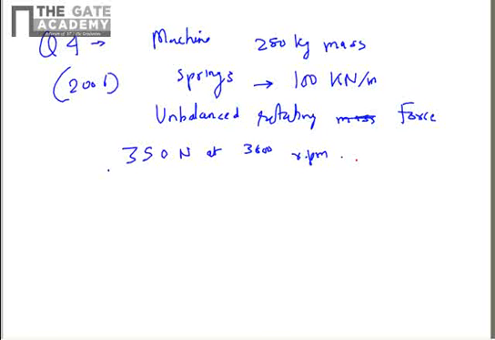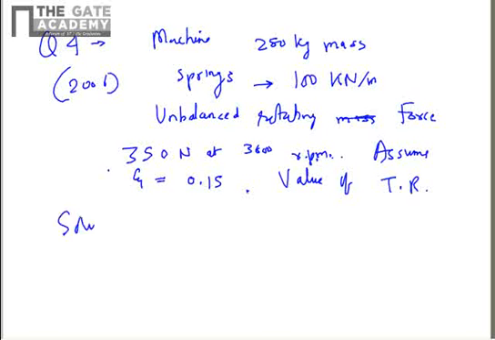This is the speed of rotation of the unbalanced rotating element in the machine. So assume damping factor of 0.15, G is equal to 0.5. So what is the value of transmissibility ratio? So transmissibility ratio, we solve this problem.